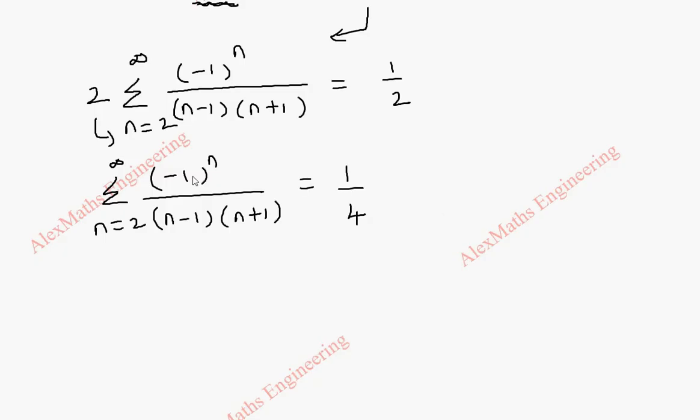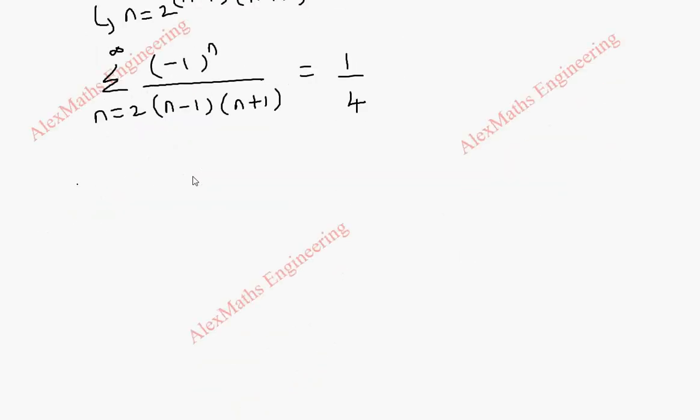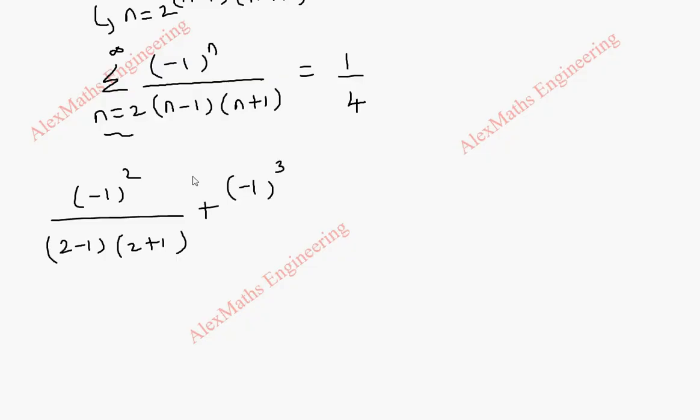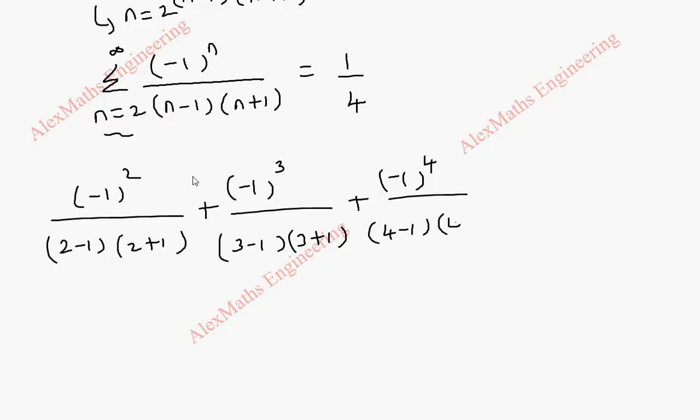Now let's expand this one. So I have to start from 2 onwards. So minus 1 whole power 2 by 2 minus 1 into 2 plus 1. Then plus minus 1 whole power, next we have to put 3, so 3 minus 1 into 3 plus 1. Then minus 1 whole power 4 by 4 minus 1 into 4 plus 1. Like this it keeps going, dot dot dot, equal to 1 by 4.